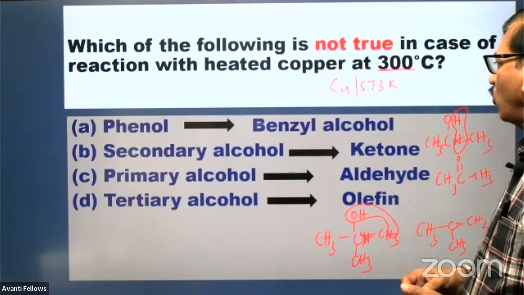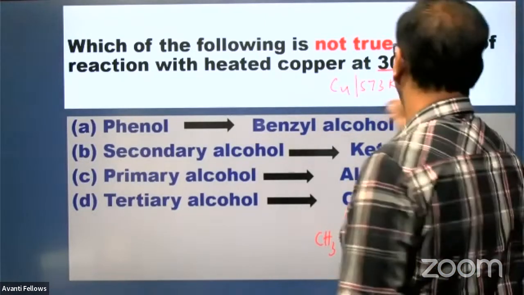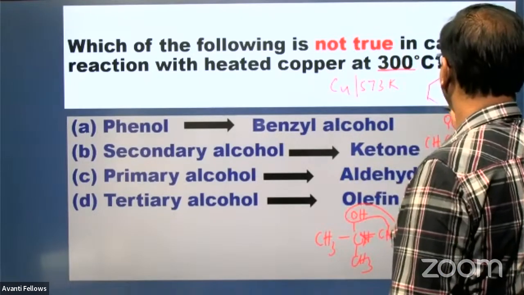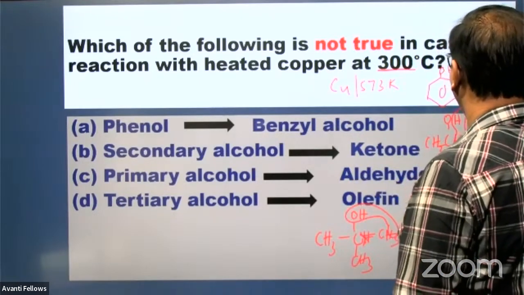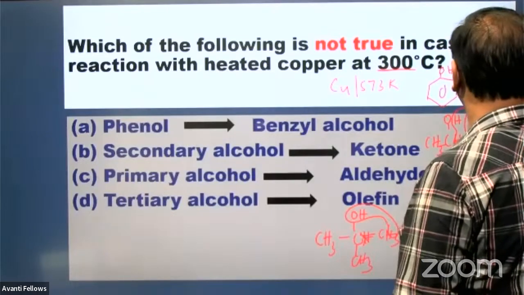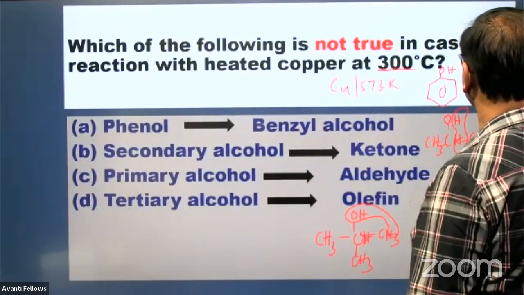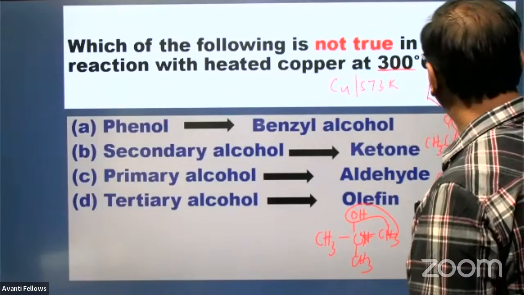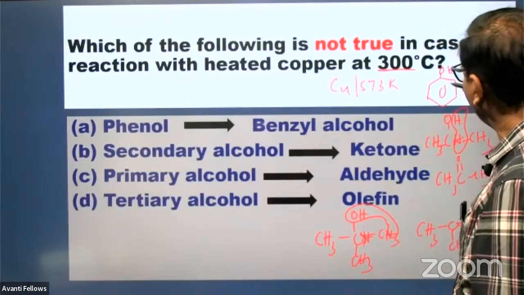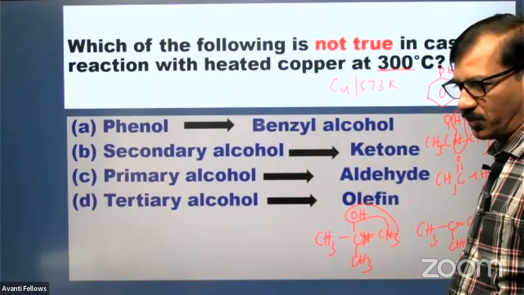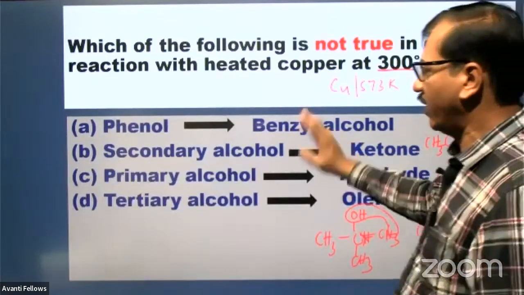But phenol to benzyl alcohol is an impossibility. Phenol is this, and benzyl alcohol is CH2OH. Phenol to benzyl alcohol, how does this carbon atom come with this reagent? Not possible. Therefore, this option can be eliminated easily.